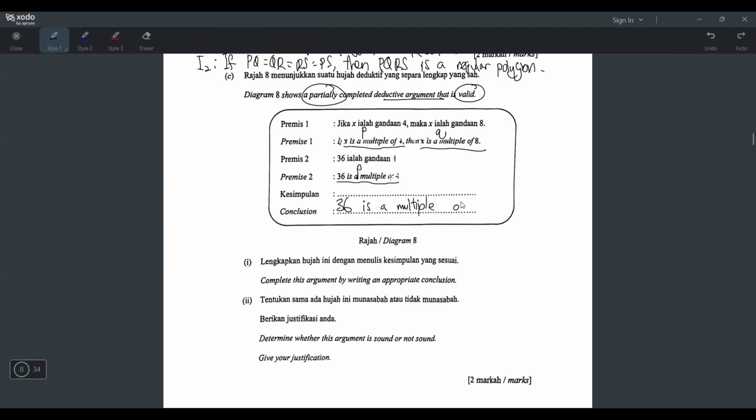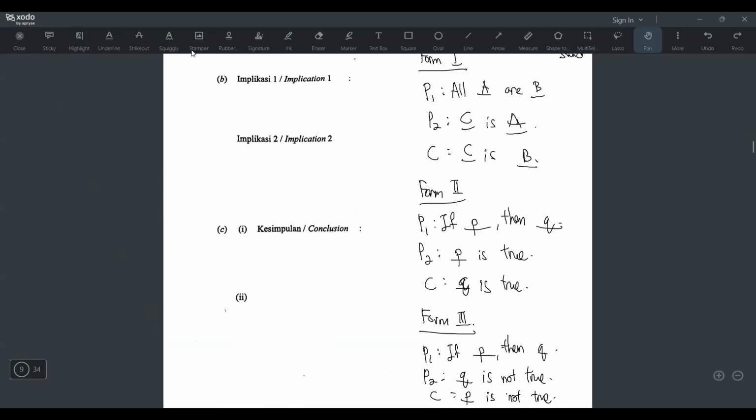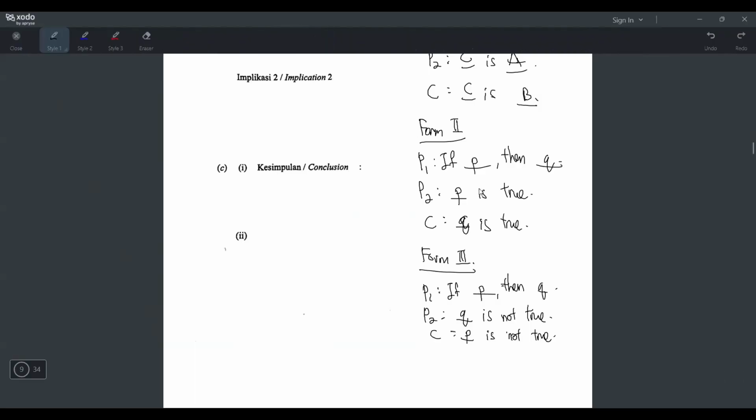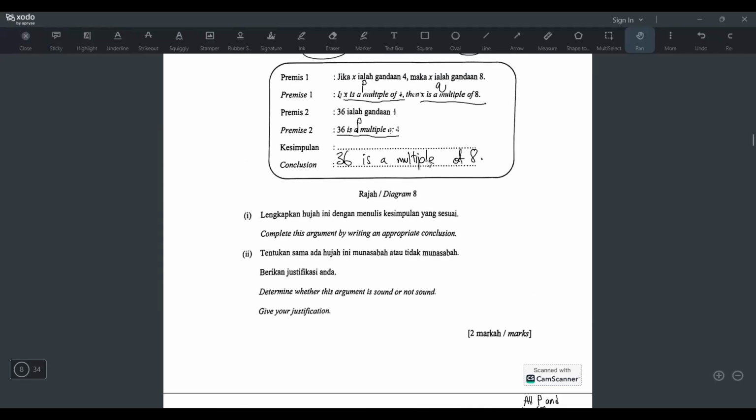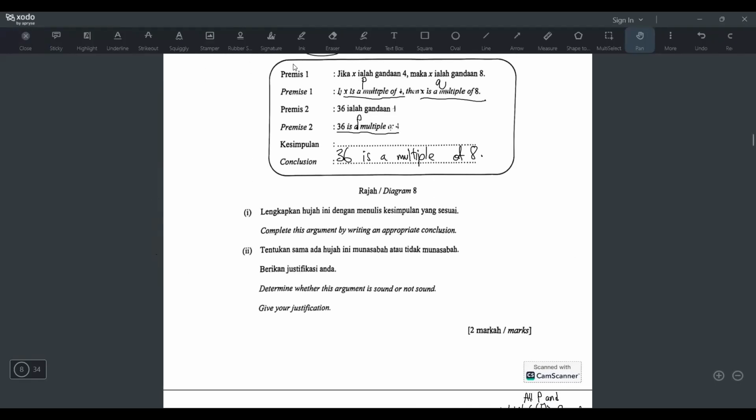And if you read the whole thing it makes sense. If x is a multiple of 4, then x is a multiple of 8. So 36 is a multiple of 4, then 36 is a multiple of 8. So it means that this is form number 2, because only in form number 2 you mention P first, right? And that's what they did here. They mentioned P is true and then Q is true. Okay, done already. This is my answer for question number 1, which says complete this argument by writing the conclusion. Okay, finished. What about number 2?